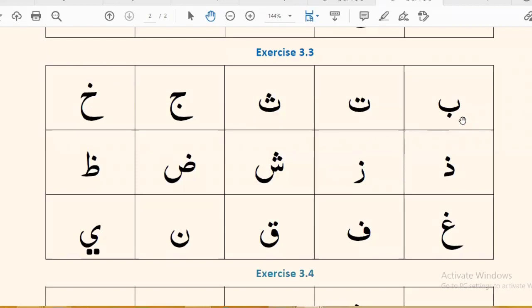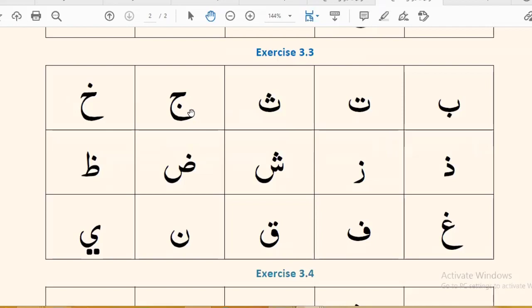Okay, so one more time. This one is ba, ta, sa. Good, well done. So both of these letters, they have 1 dot on them, but it's also important to note where the positioning of the dot is.